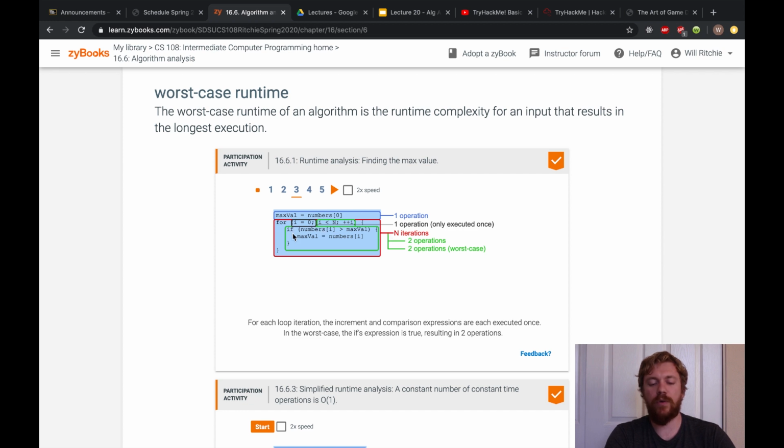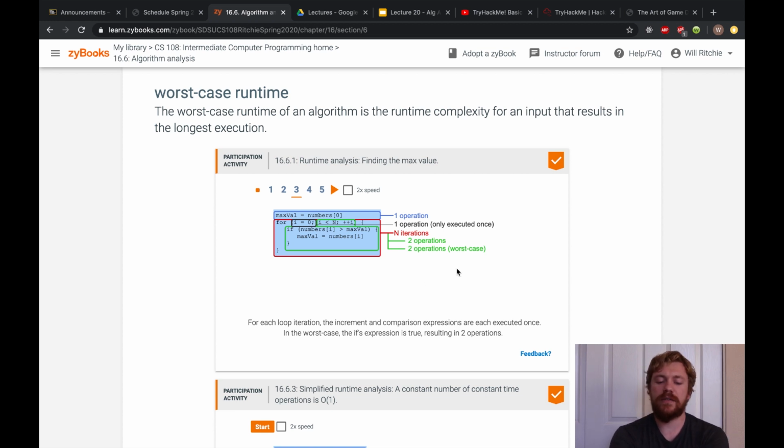And then within the for loop, we have an if statement that compares the maximum value with the current value that we're looking at inside of the array. That is an operation. And then we have this assignment line right here, and that is also an operation. And what you'll notice is that this is represented by the two operations and then parentheses worst case.